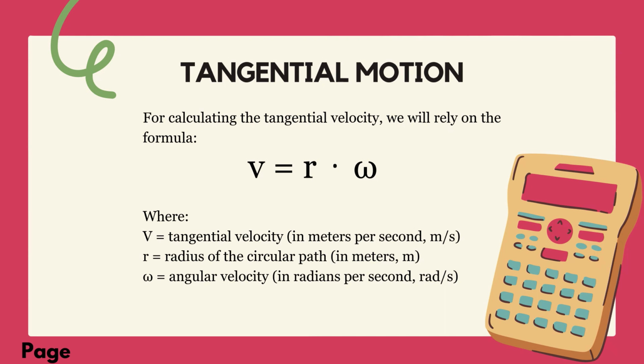We can calculate tangential velocity with the following formula, v = rω, where v is tangential velocity, r is the radius of the circular path, and ω is angular velocity. This equation helps us understand how fast something is moving in a straight line at any moment during rotation.